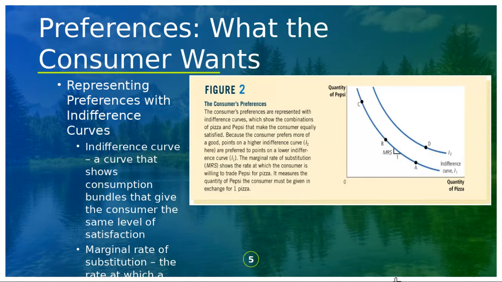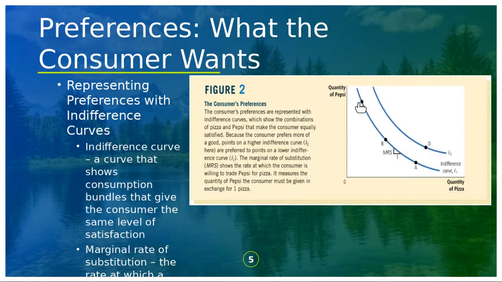And to do this, we introduce the concept of the indifference curve. An indifference curve is a curve that shows consumption bundles that give the consumer the same level of satisfaction. What we mean by that is basically every single point on an indifference curve, we presume an individual would be equally satisfied if you offered them that, as opposed to any other bundle. So for example, if we look here, our consumer preferences on the right, indifference curve 1 is this first curve that has points A, B, and C on it.